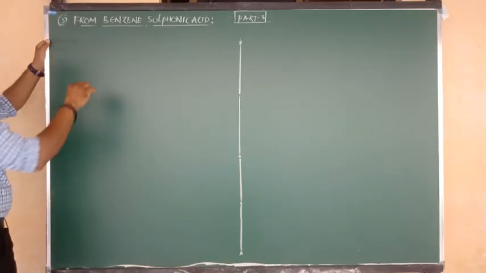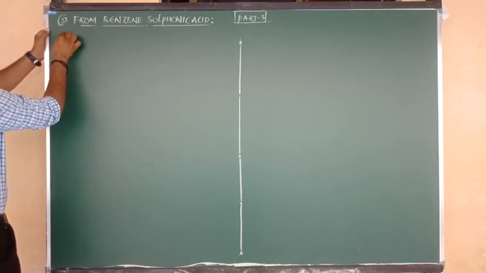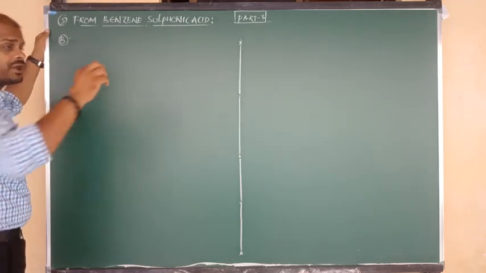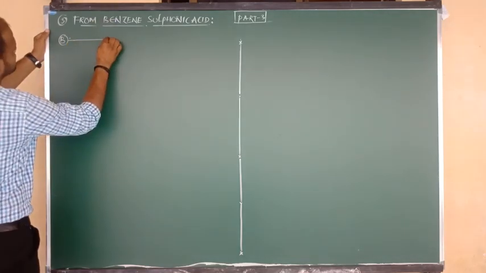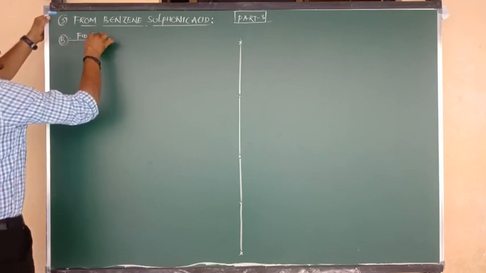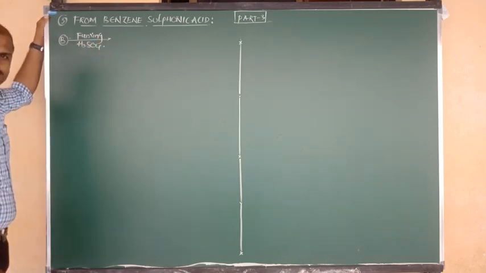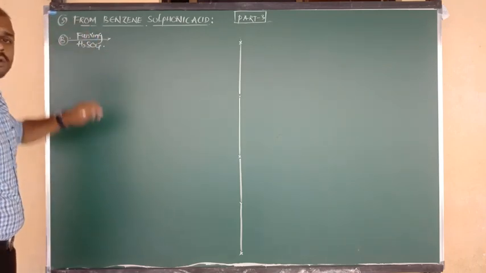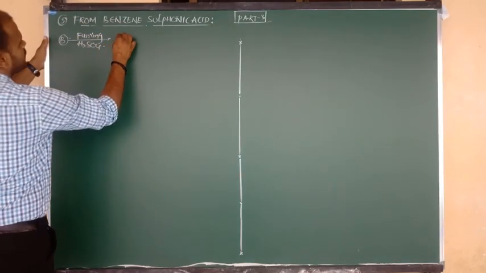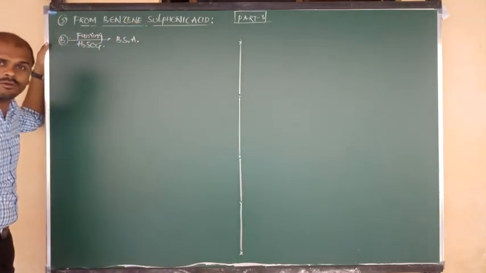First of all, I am going to show you the statement. First of all we have to consider benzene. Benzene undergoes the process of sulfonation. What is meant by sulfonation? Sulfonation means benzene upon reaction with fuming sulfuric acid forms the product benzene sulfonic acid. This is the product you are getting.